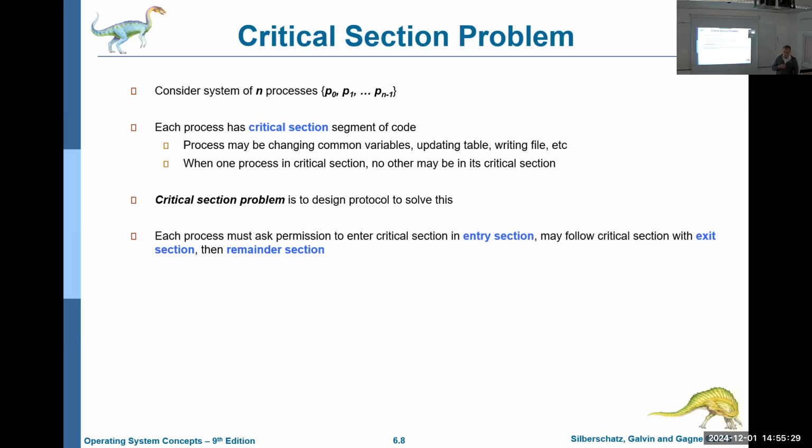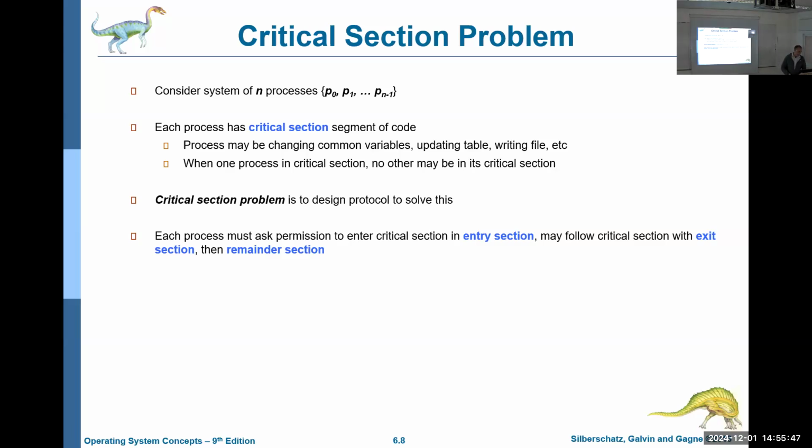In other words, relating to that same file. The critical section problem is to design a protocol to solve this problem. So we're going to come up with an algorithm to fix this problem. Each process must ask permission to enter the critical section.